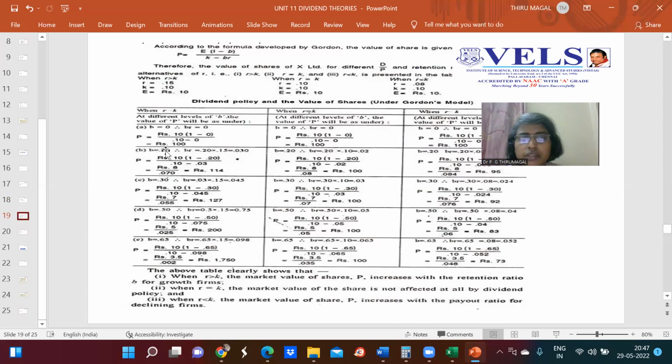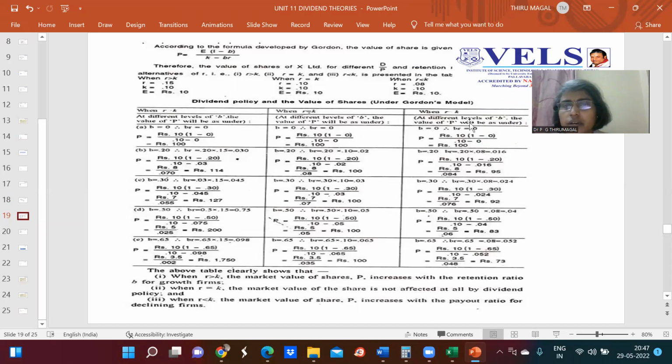When B is 20%, then the share price is 114. When B is 30, the share price is 127. When B is 50%, the share price is 200. When B is 65, the share price is 1750. So the more retained earnings increase, the dividend payment automatically decreases as per the growth form. That is why the share price is increasing. Whereas when R equal to K, whatever the retention may be, the share price remains the same because R value and K value are the same here.